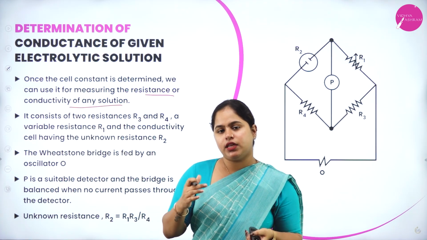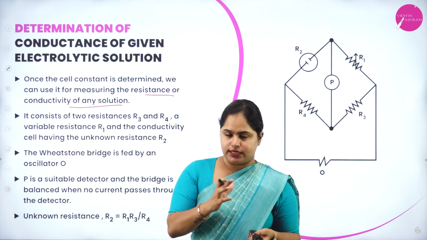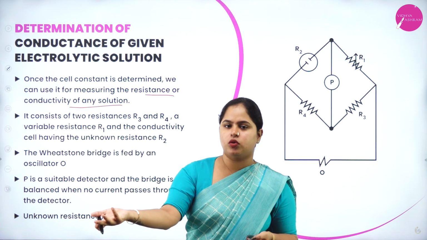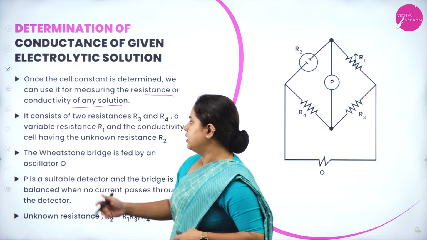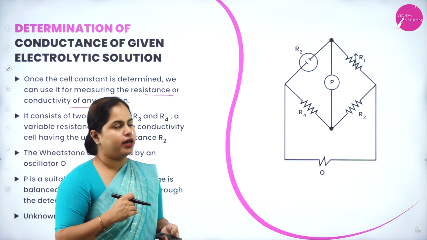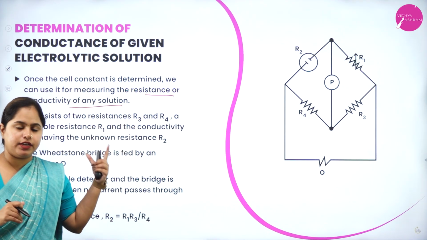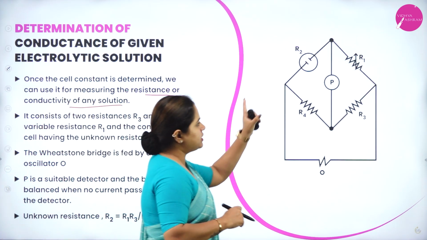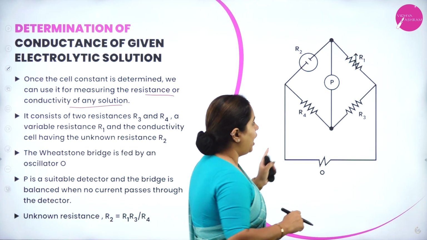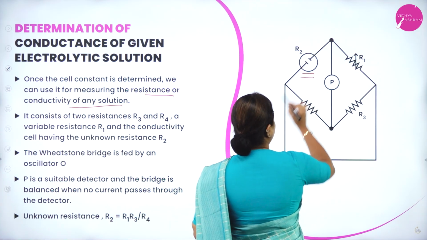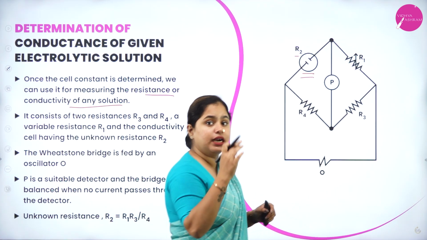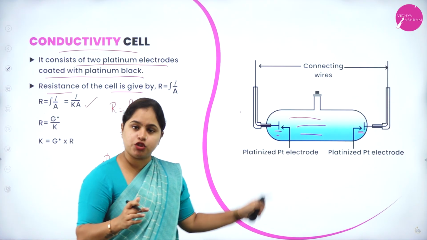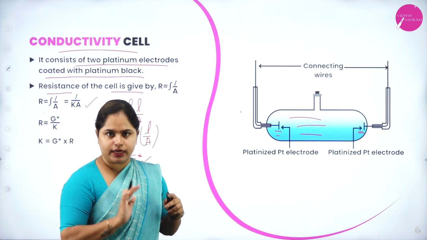Now what is the next thing we need? We need the resistance. We got G star value, we need to find the resistance so that we can calculate the value of conductivity, right? So now what we are going to do here is connect the conductivity cell in a Wheatstone bridge. This is the setup for a Wheatstone bridge, and this particular R2 you can see is the conductivity cell that we have taken before, inside which we have the electrolyte for which we have to calculate the conductivity.